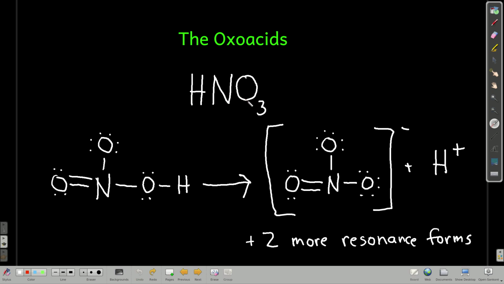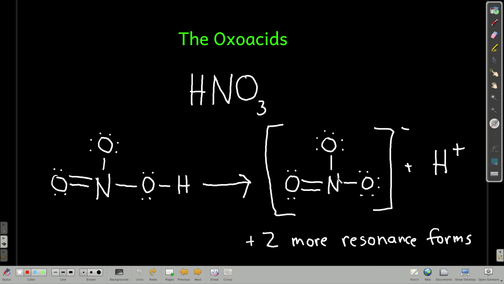Now the oxoacids, these are where you're going to see resonance forms become really important. For instance, if we look at nitric acid, when we pull this acidic proton off of nitric acid, we leave the nitrate polyatomic ion, and this is one of the resonance forms. There are two others, which I'll show you in a second.